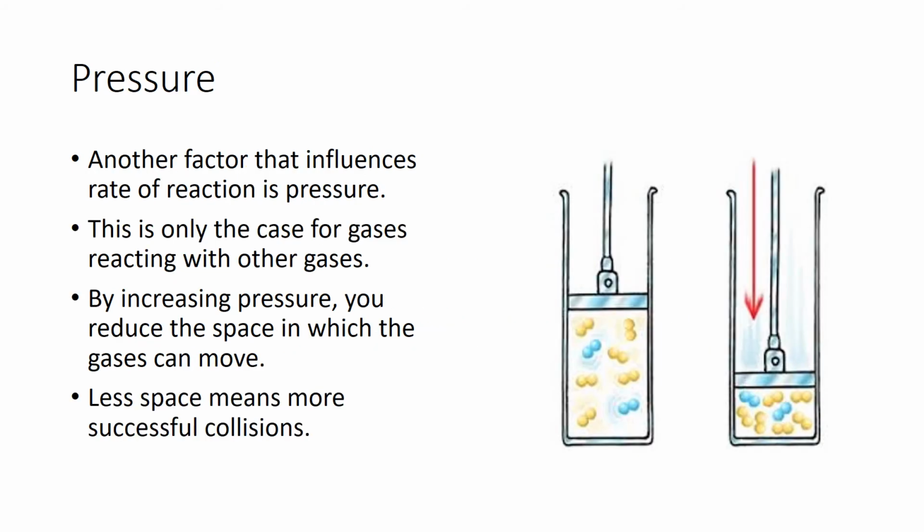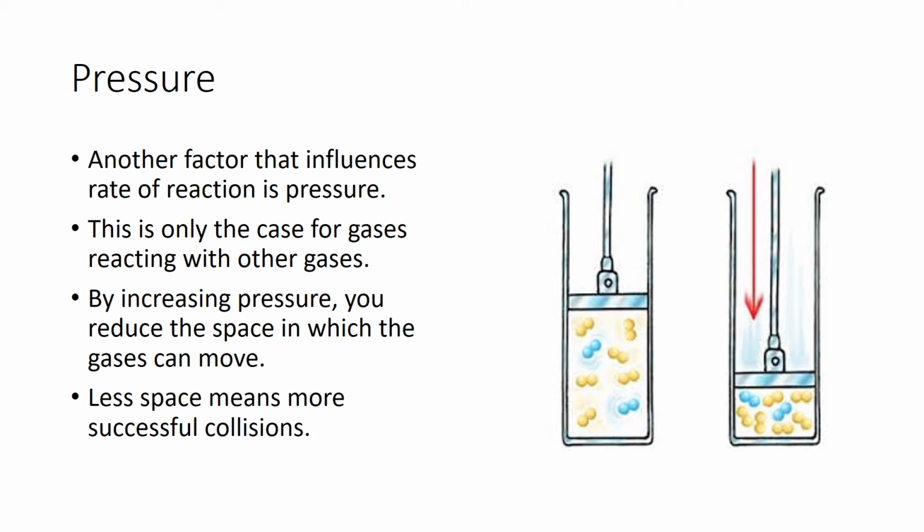Okay, so we've looked at concentration, we've looked at catalysts, and there is one other factor that we need to look at here, and that is pressure. Now, pressure is slightly different to the other factors, so the ones that we've looked at in total are temperature, surface area, concentration, and a catalyst. Pressure is unusual in that it only affects reactions between gases.